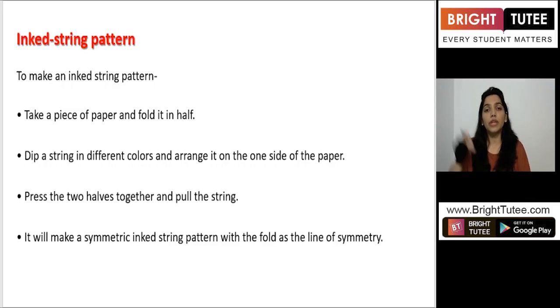Then what you do, you dip that string in some colors. You can use different colors, different strings, okay? Then you put that string in any pattern on that particular one half of the paper. Then cover the paper and pull the string out. Okay, and when you pull the string out, it will make a symmetrical inked pattern on the fold, along the line of symmetry. I'll show you some images.